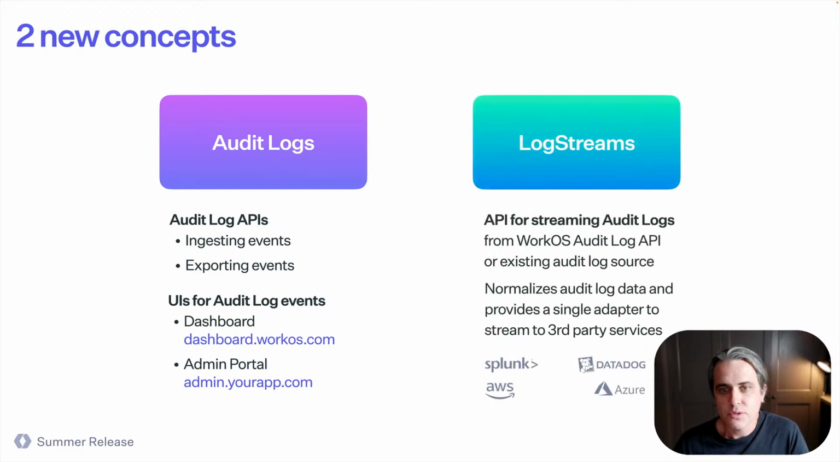We're also introducing a new concept called Log Streams, which is a discrete API specifically for streaming audit log event data to a third-party service like Splunk or Datadog. Audit Logs and Log Streams can be used together or separately. And here's how it works.